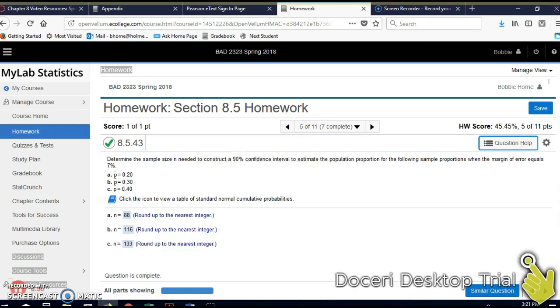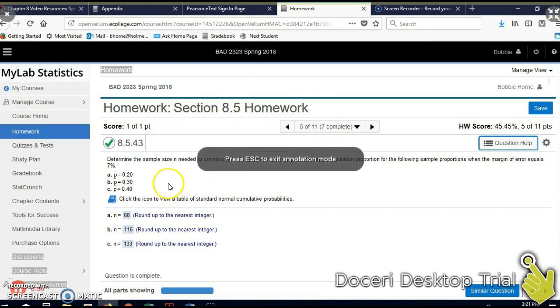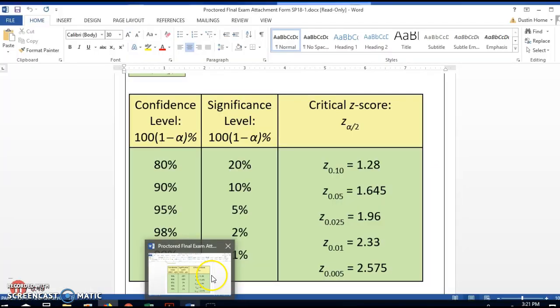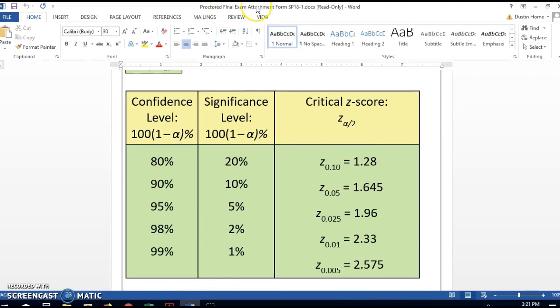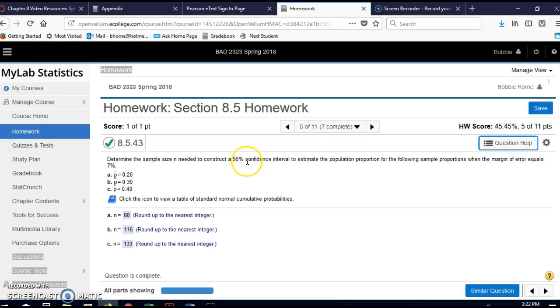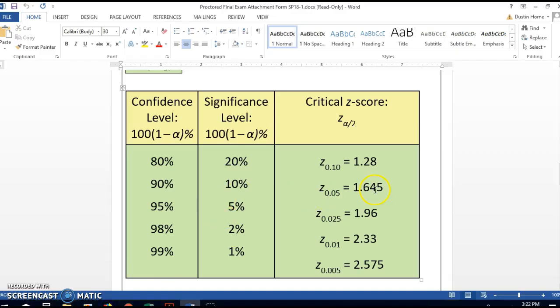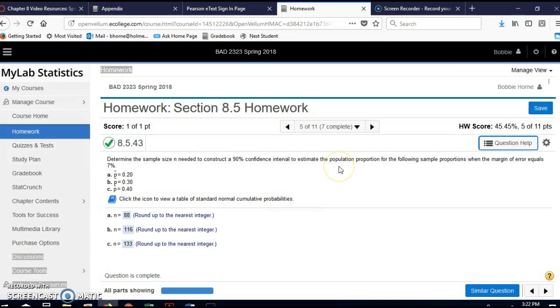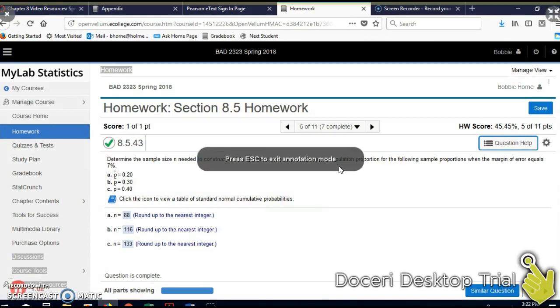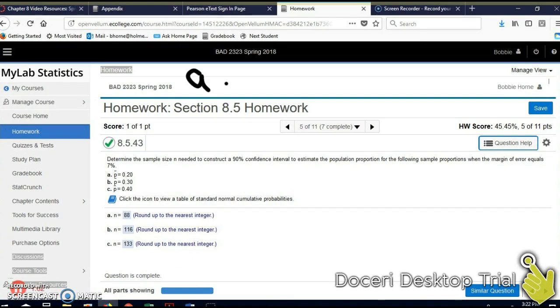For the first one, we know, first of all, if you look at your table, let me make sure everyone knows how to do that. This is found in your proctor exam formula sheet. If you need the 90% confidence interval, we're going to be using 1.645. That is very important, that you know your z value. So for question A, we know our z value is 1.645. So we're using the formula I just showed you.